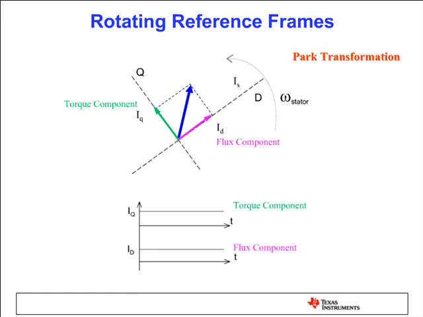This is the basic philosophy of FOC, independent control of torque and flux. And these are the very popular transformations: Clark and Park. Clark converts to two-phase AC, Park converts to two-phase DC, and decouples the flux and torque components. Okay, here is the summary of the overall picture.